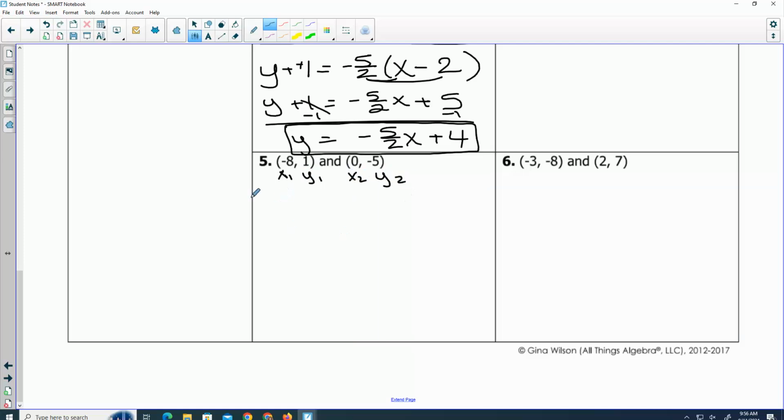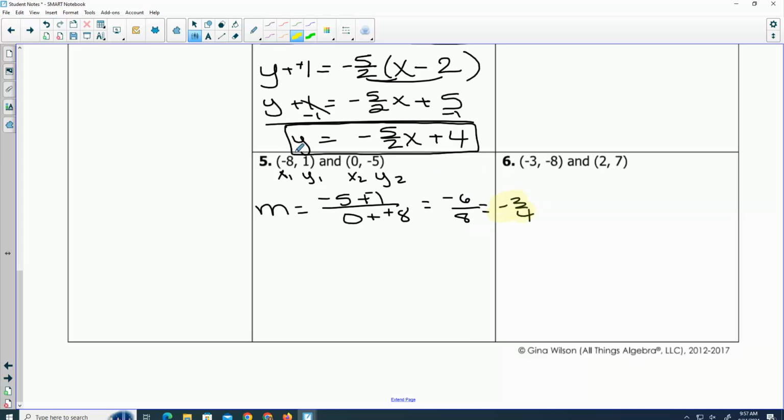Okay. So slope: y2 is negative 5 minus y1 is 1. x2 is 0 minus x1 is negative 8. Negative 5 plus negative 1 is negative 6. 0 minus negative, so 0 plus 8 is 8. Does that reduce? Yeah, what's that turn into? So our slope is negative 3/4.